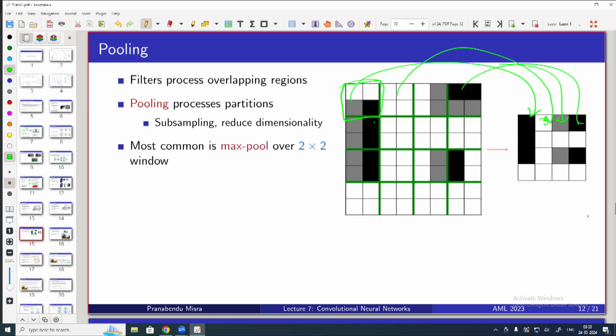Sorry, this looks like a max match pooling. Max pooling. Okay, okay. Yeah, so max pooling is the most common thing, but I was just trying to explain what pooling is, right? It's a very simple aggregation operation.